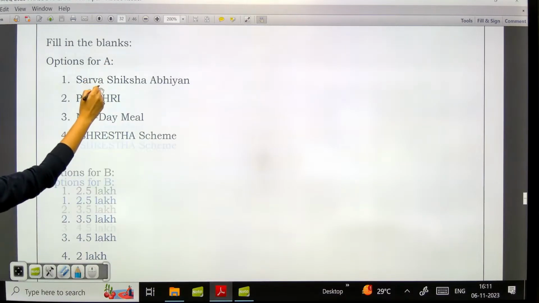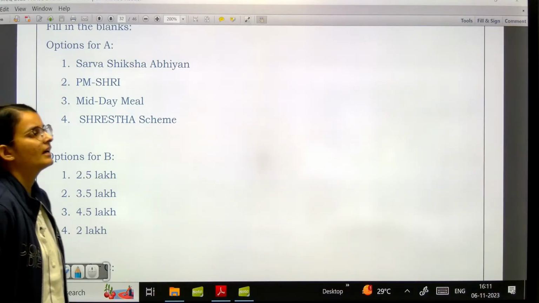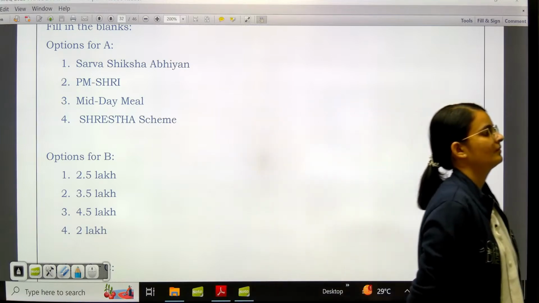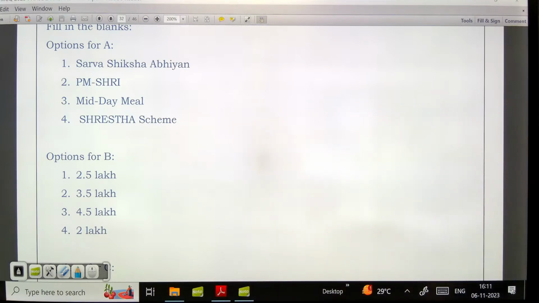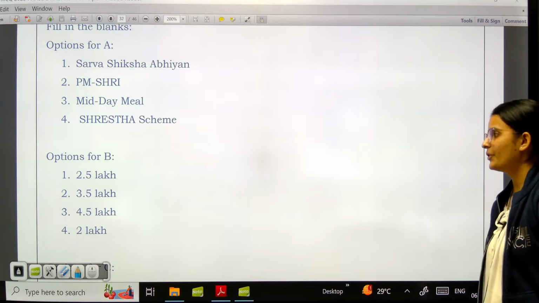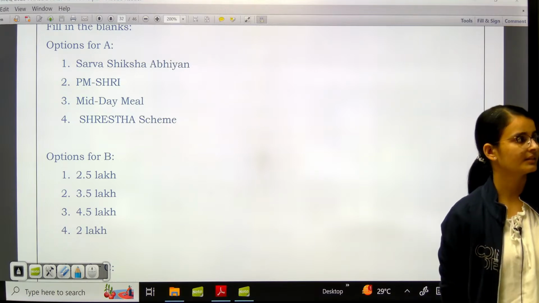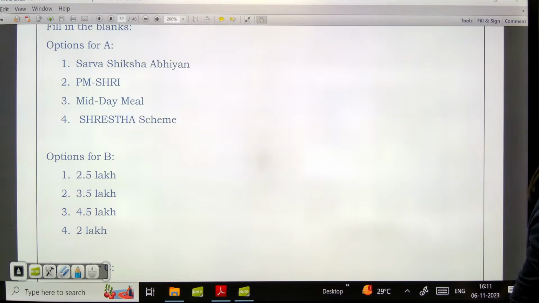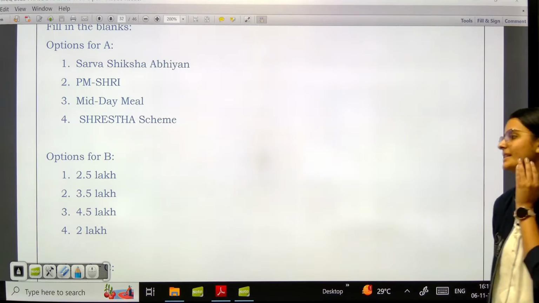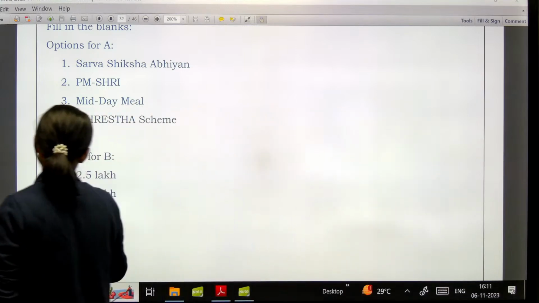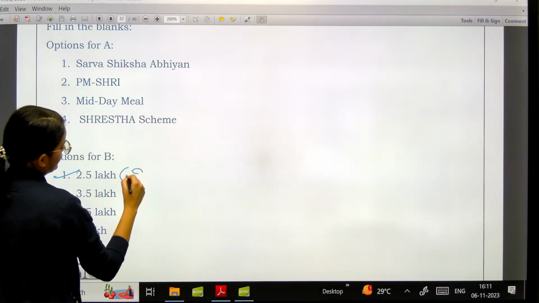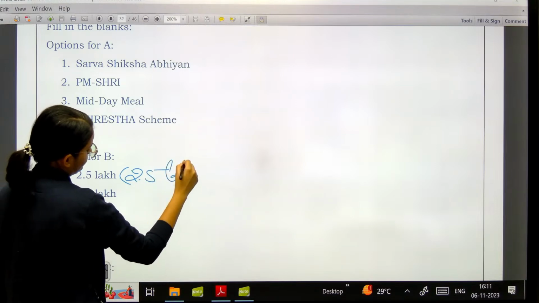Now next question. What is the family income limit under the Shrestha scheme? What is the income limit? 2.5, 3.5, 4.5 or 2 lakh? It is 2.5 lakh, okay? The income is 2.5 lakh per annum for the family.